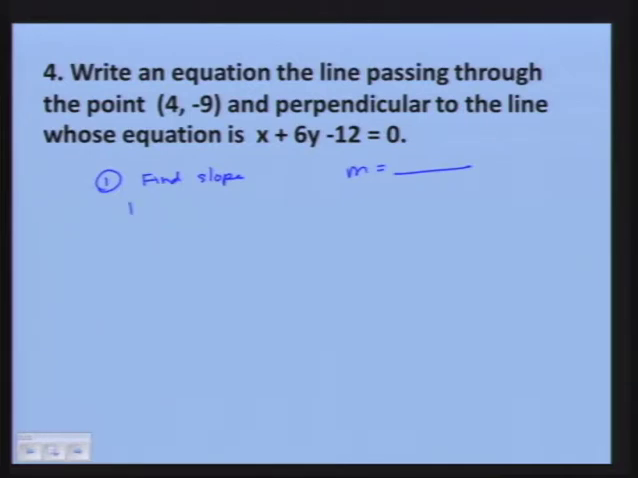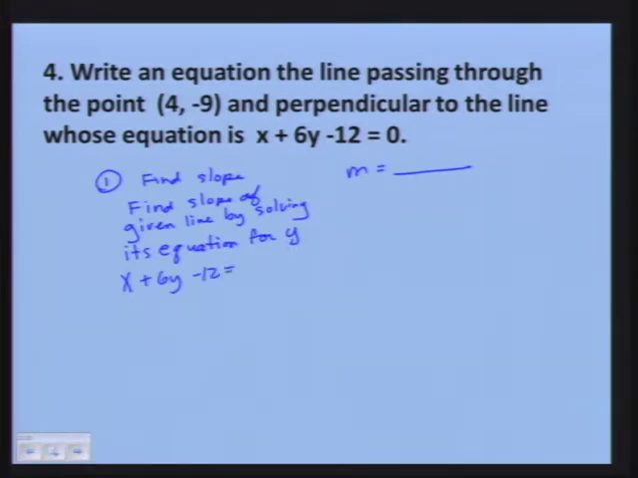All right, to find the slope, we're first of all going to find the slope of our given line by solving its equation for y. So here's my equation, x plus 6y minus 12 equals 0. Solving for y, I don't want the x and I don't want the -12 with my y term. So I will subtract the x and add 12. So subtract x and add 12 to this side.